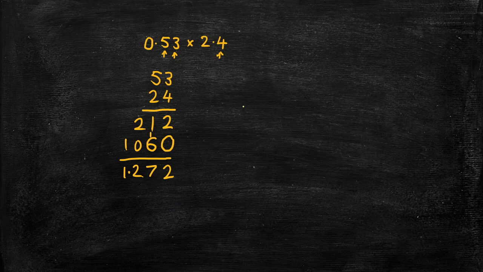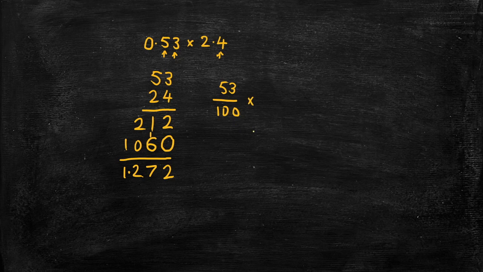But why does this work? It's all well and good to try and apply a rule and remember it, but it's much easier to remember a rule if you know why it works. So what is 0.53? Well, we could express that as the fraction 53 divided by 100, because it's 53 100ths.